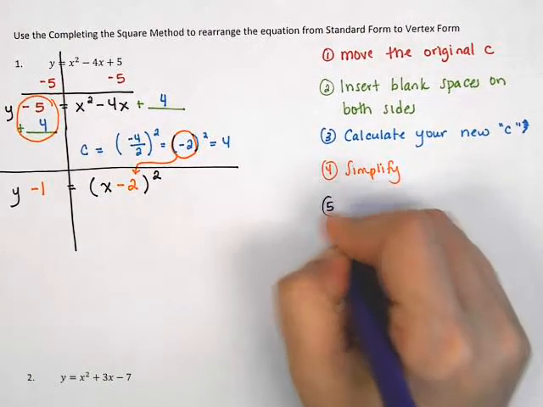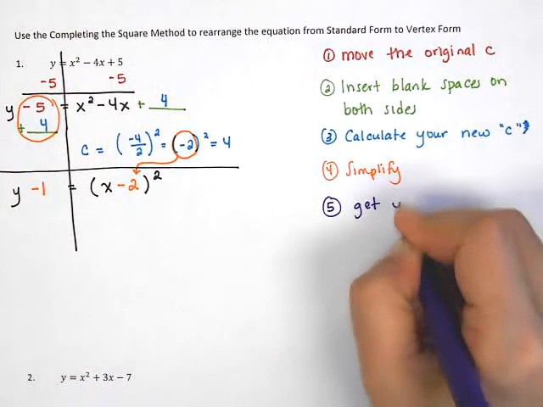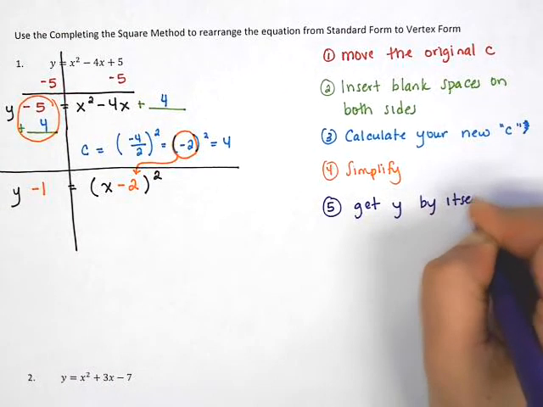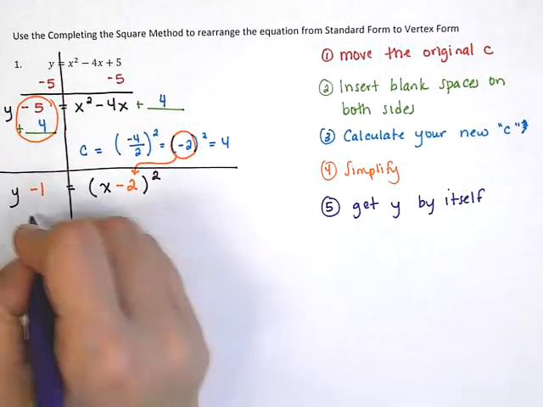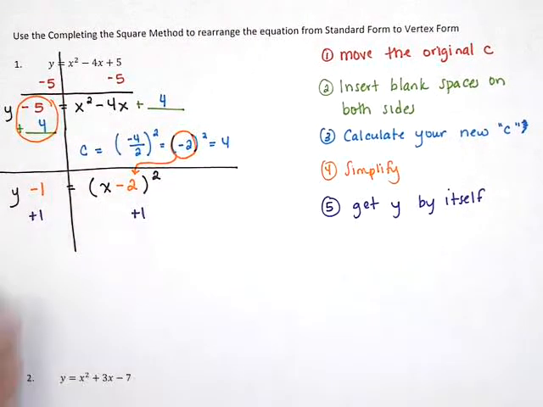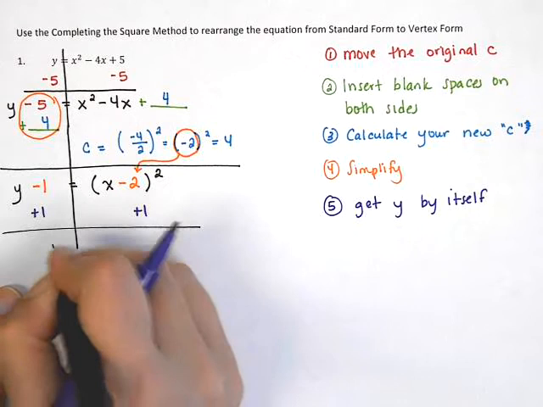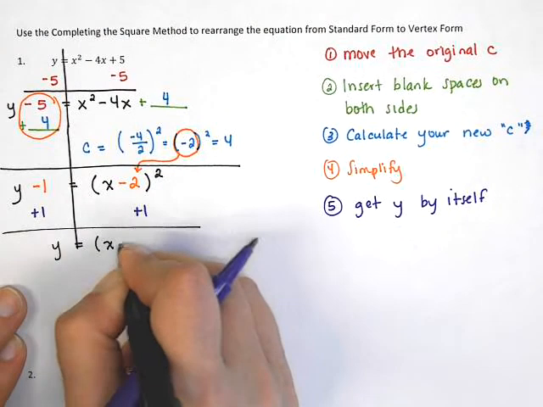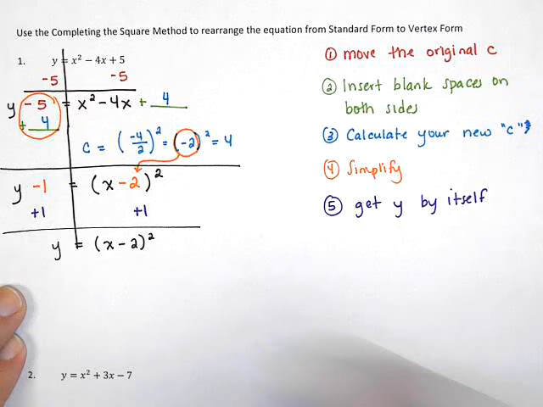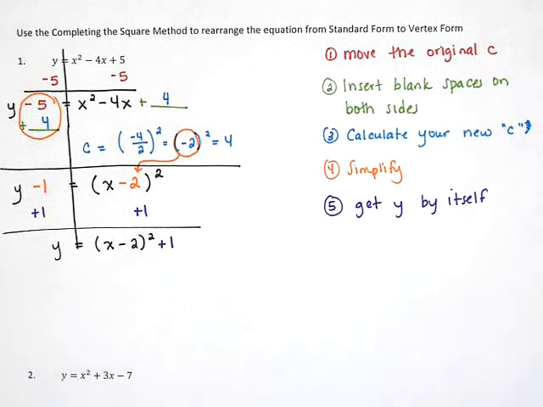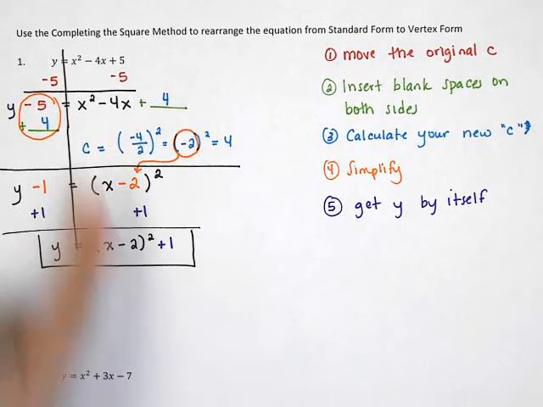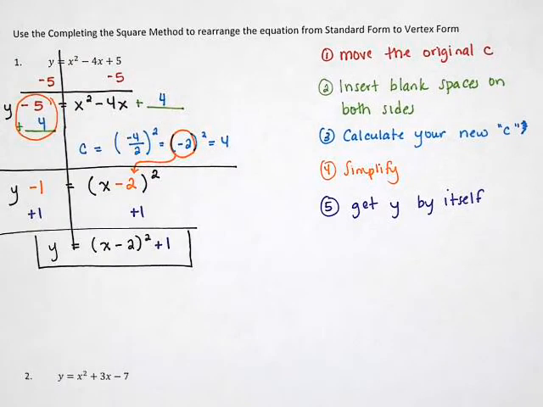Lastly, we're just going to get y by itself. So I'm going to add 1 on both sides. I'm going to have y equals parentheses x minus 2 squared plus 1. And that is my rearranged version of my standard form equation. This is vertex form, this is standard form of the same equation. If we were to graph them, they would look the same. Let's go ahead and do this one more time.